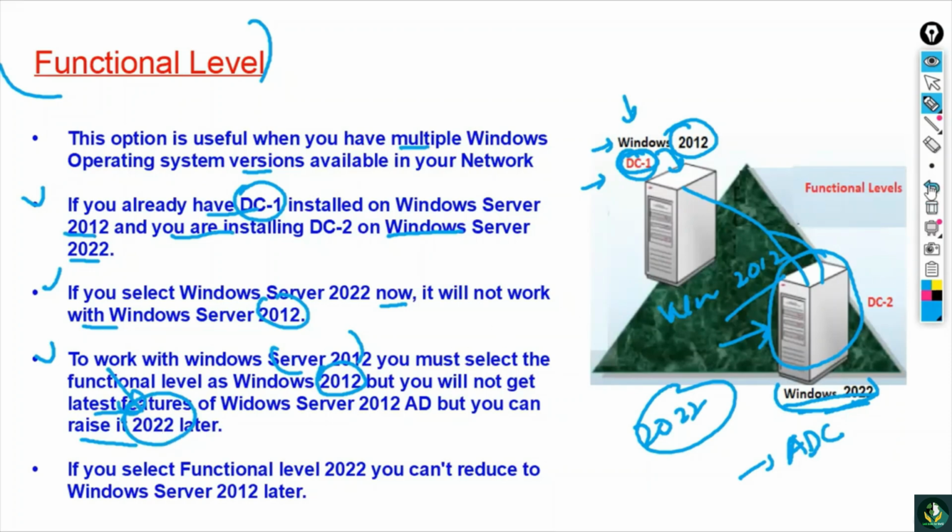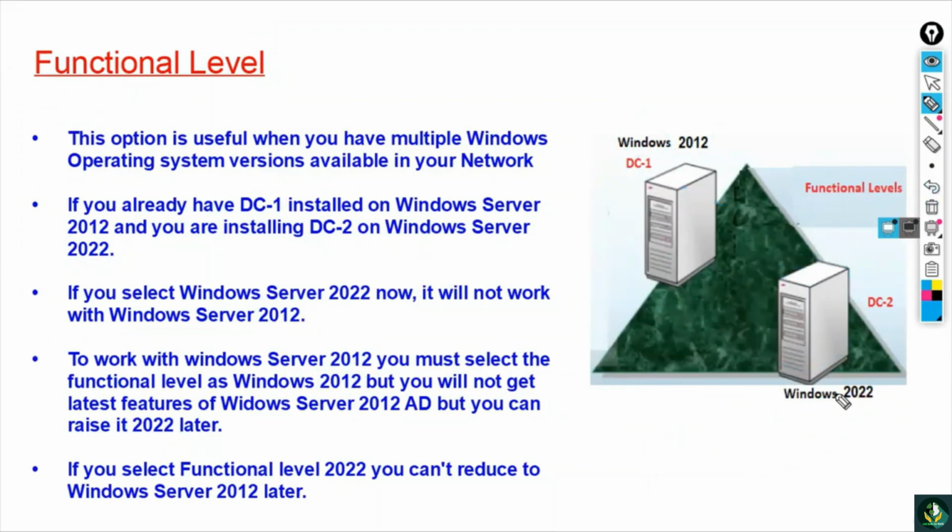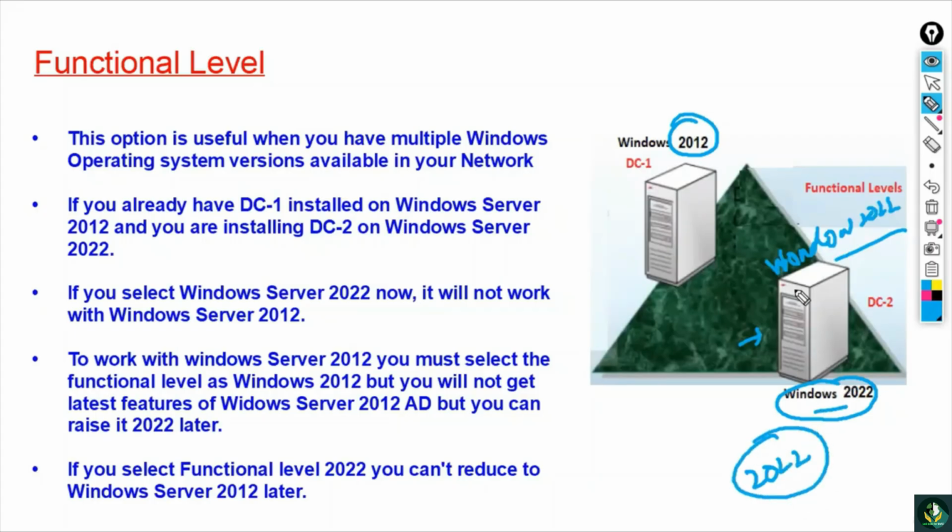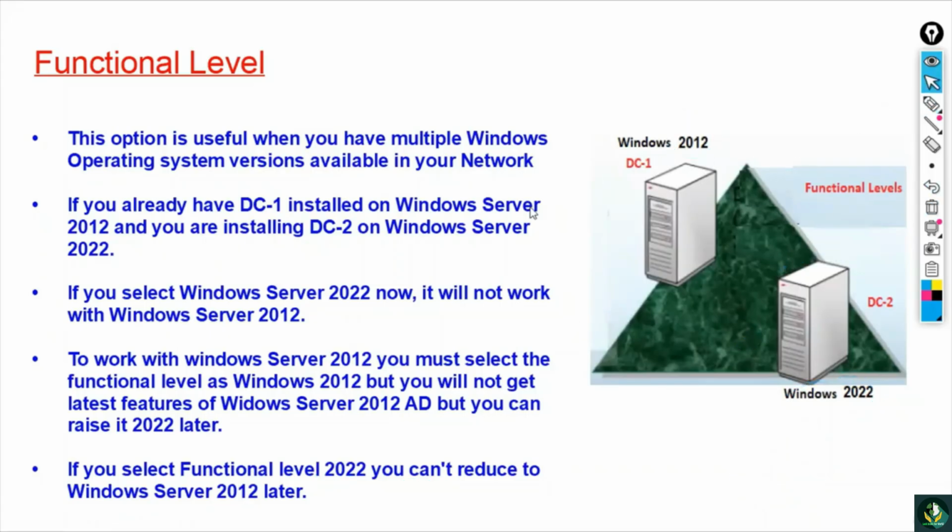So let us say you are installing the Windows Server 2022 on this server and you have selected the forest function level 2012. Later if you want, you can raise the forest function level to Windows 2022. But if you select the forest function level 2022 now, you can't reduce it to Windows 2012 later. So this is the use of this function level.